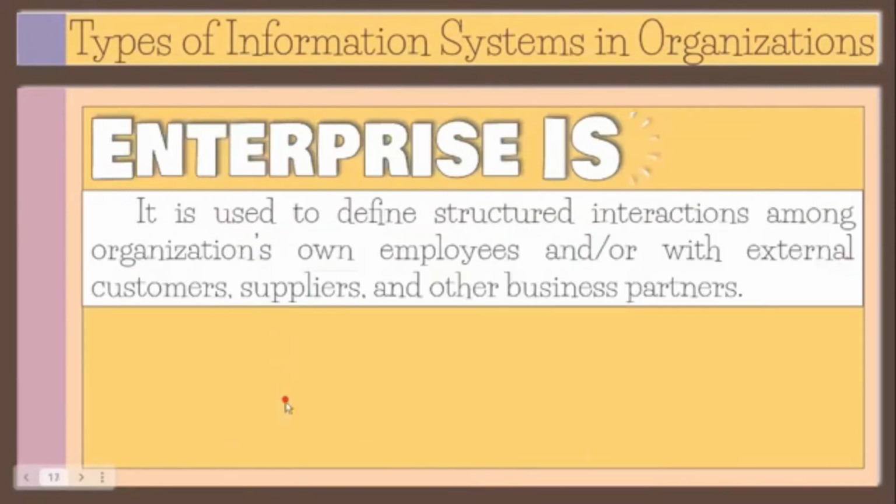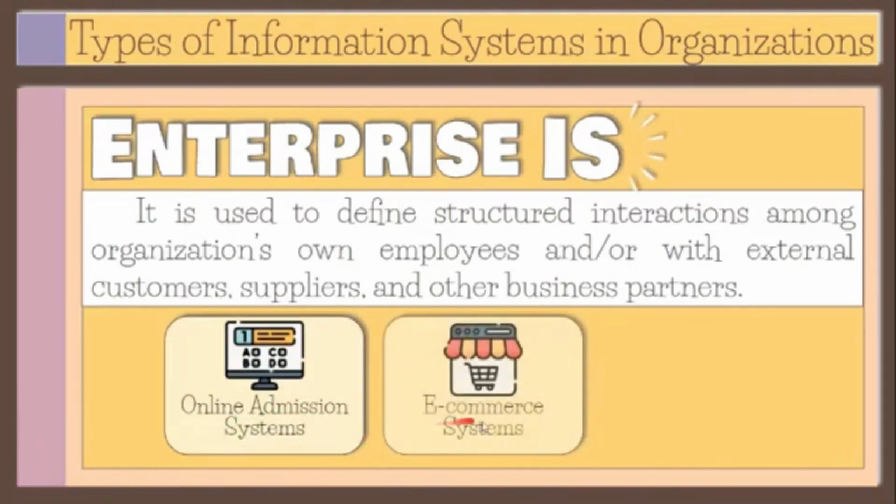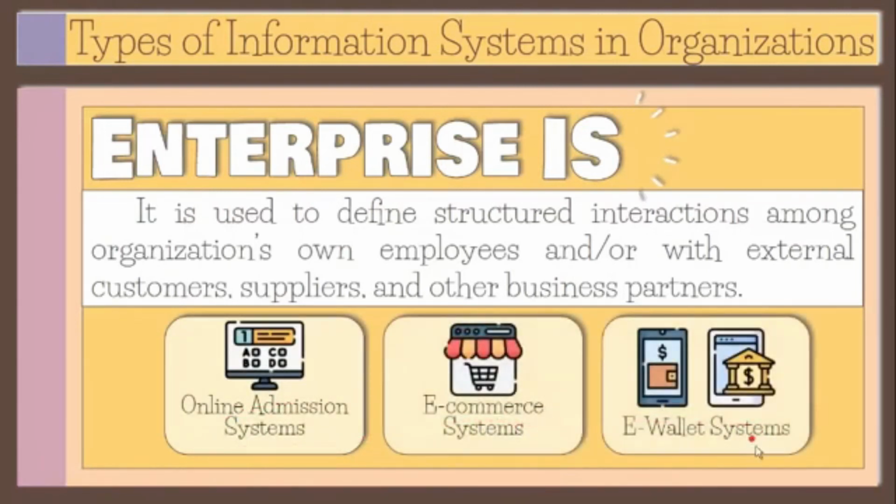Finally, enterprise information system. It includes information systems that organizations use to define structured interactions among their employees and with external customers, suppliers, government agencies, and other business partners. Examples include systems used to perform internal activities or those that support activities with external customers and suppliers, like online admission systems, e-commerce systems, and e-wallet systems.